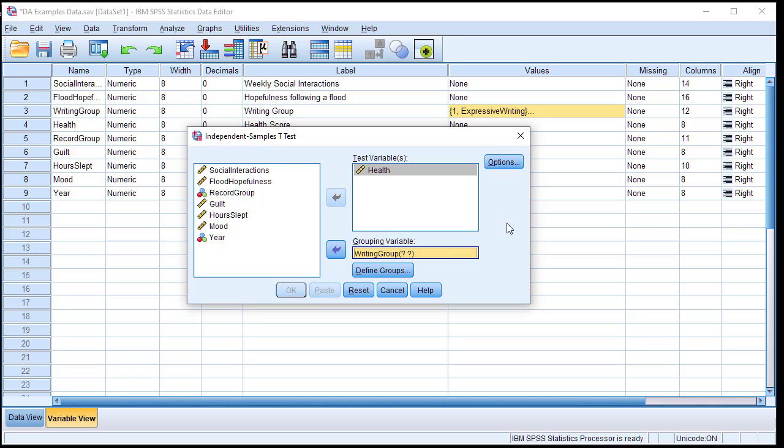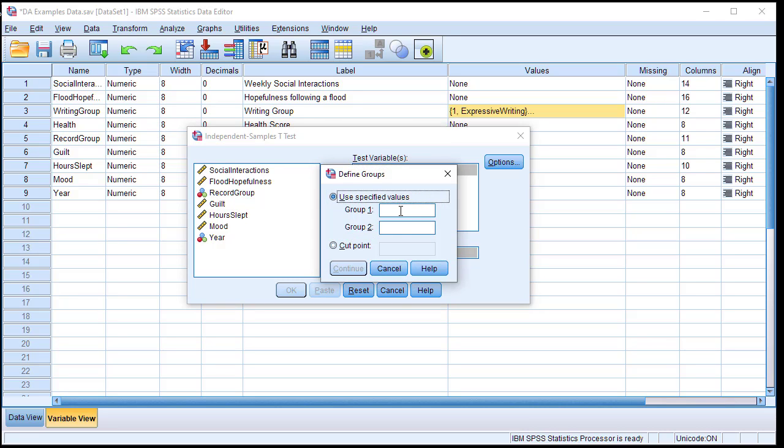Now, we have to tell SPSS which two groups to look at. I know that there are only two groups here, so it's obviously just going to be 1 and 2. But let's say that we had a third group that wrote about health, and we wanted to only look at the people who wrote about expressive things and the control group. We would select those two groups and not the third one. But we only have 2, so group 1 is going to be 1, group 2 is going to be 2. I click Continue.